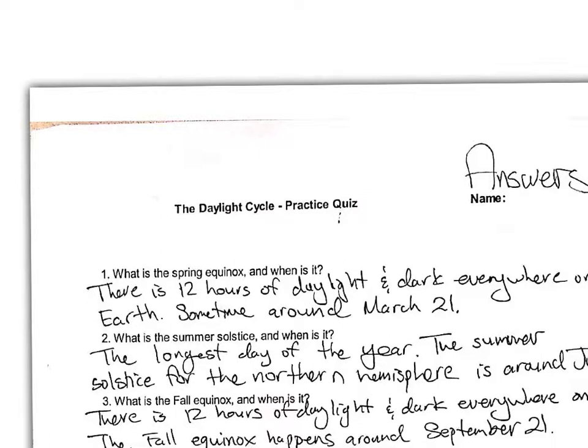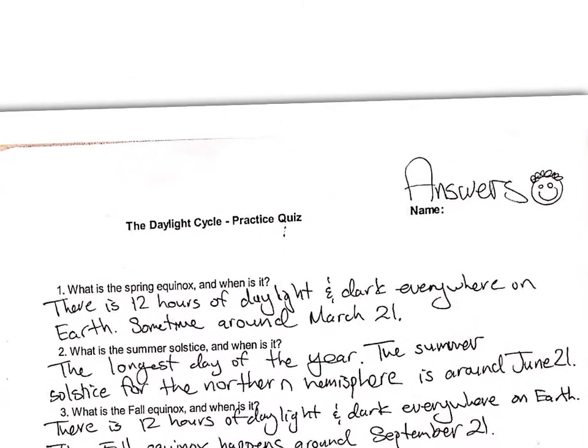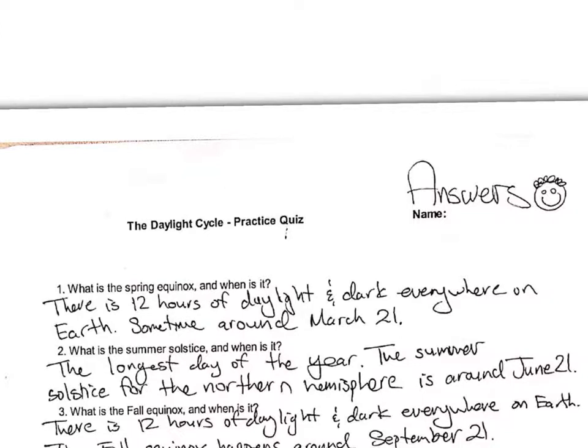So we're asked about 4 specific days within the year: spring equinox, summer solstice, fall equinox, and then winter solstice. So read through these. Spring equinox is the day when there's 12 hours of daylight and 12 hours of darkness everywhere on Earth, and that happens sometime around March 21st. It can be like the 20th or the 23rd or something like that, but if you just say it's around March 21st, that's great.